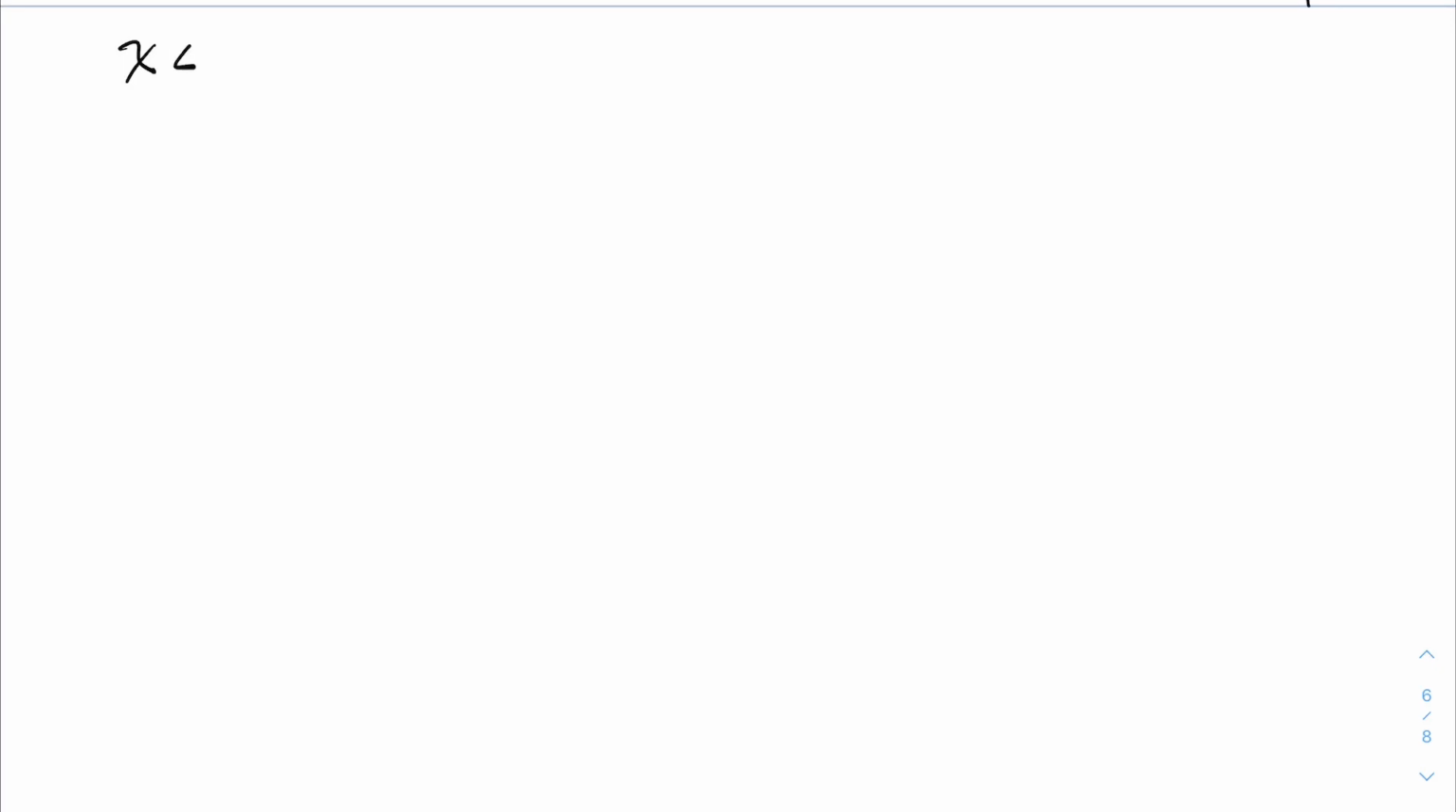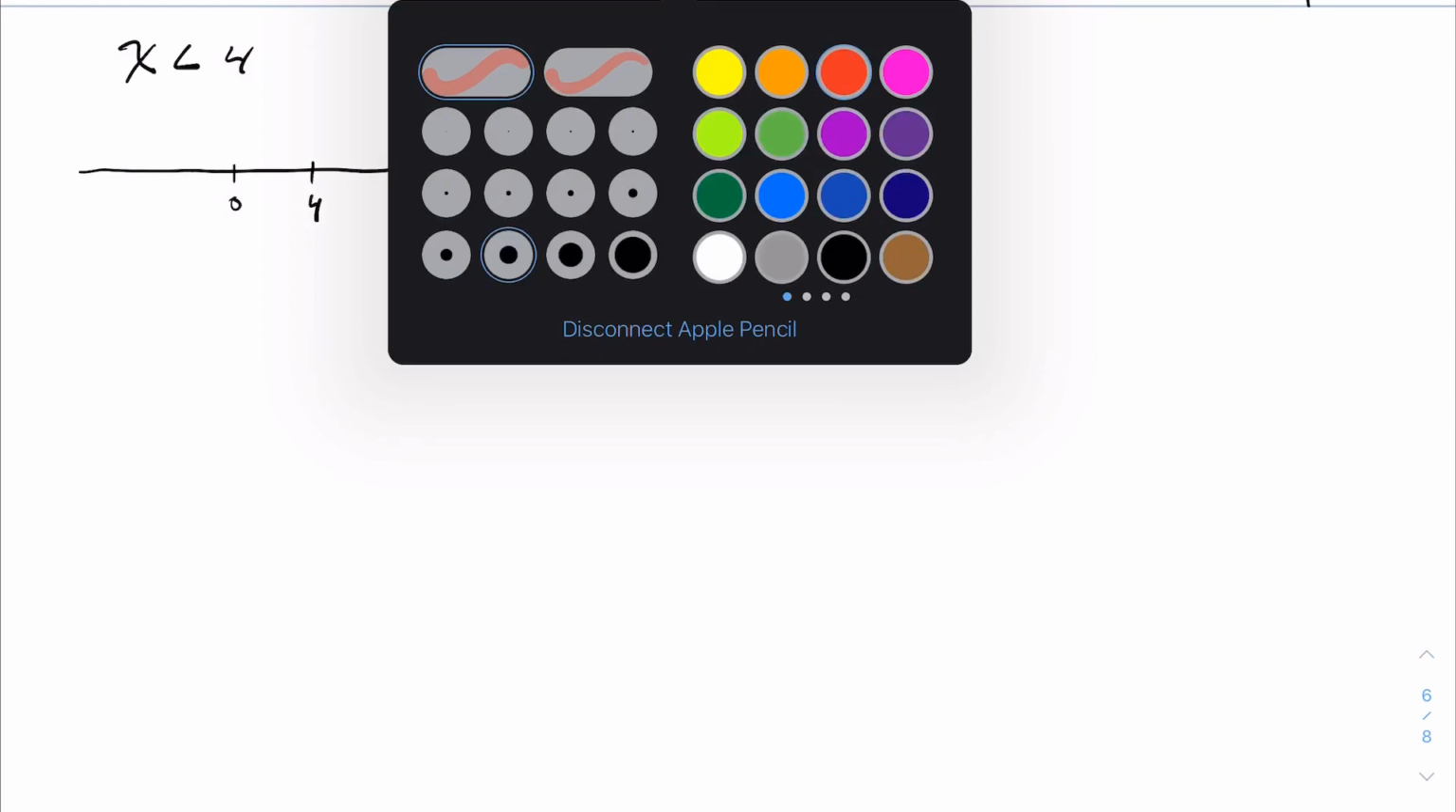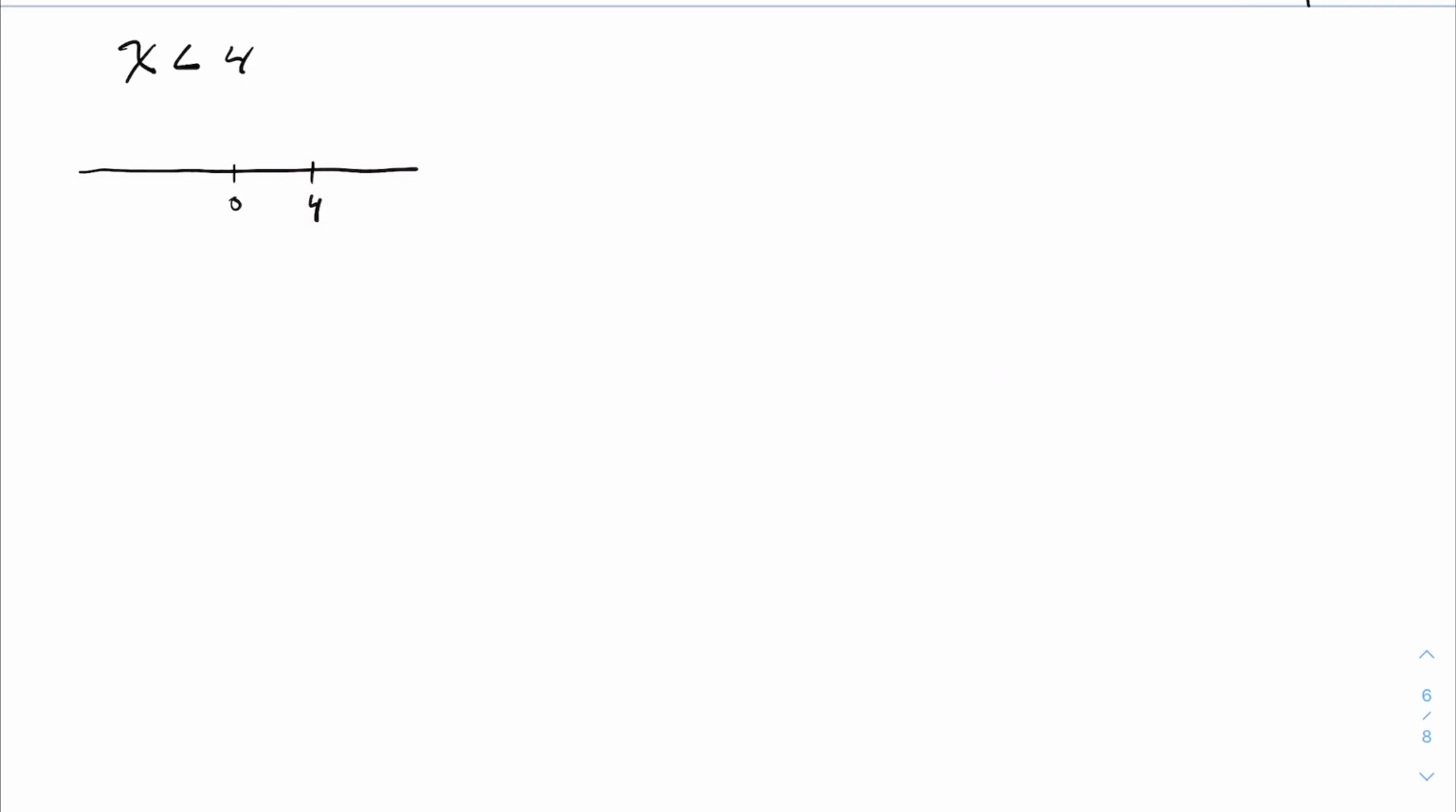If it says something like x is less than 4, I'd like you to think about that as, you've got 0 here, and 4 is on the right-hand side of that. The way I look at this is it's saying I'm looking for all the x values that are less than 4. Values that are less than 4 are to the left on the number line, right? Things that are less than are to the left on the number line.